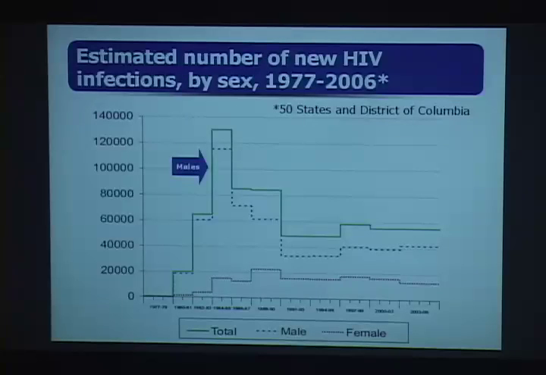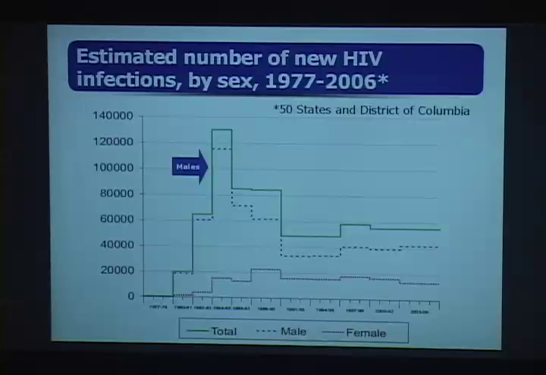The pattern for males generally follows the overall incidence trends in the United States, in part because of the high proportion of new HIV infections which are occurring among men. So we saw that similar peak in the early 1980s, tremendous declines in the US.